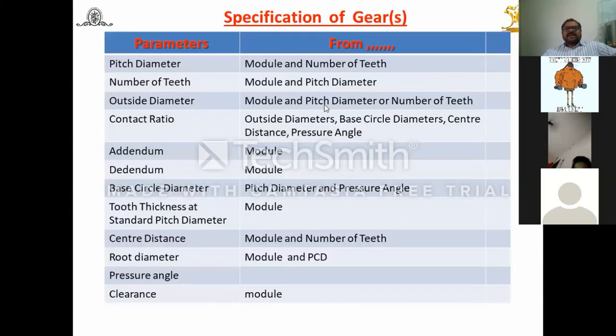you can say your design is the safe one, and specify the gears. How to specify the gear? Now here, in the specification of the gear, you can make the column first: spur pinion, spur gear, or helical pinion, helical gear, and you can write pitch diameter for both the cases. Number of teeth for pinion, number of teeth for gear. Outside diameter, contact ratio, addendum, dedendum, base circle, tooth thickness, center distance, root diameter, pressure angle, and clearance.